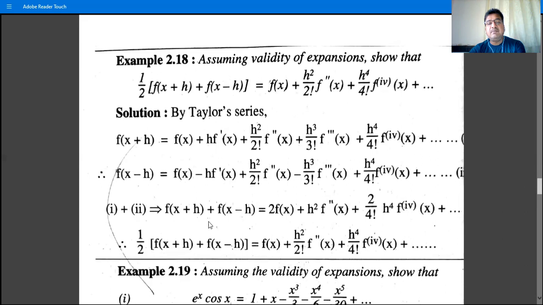We have 1 half of f of x plus h plus f of x minus h is f of x plus h square by 2 factorial. Actually here it is 2 times h square by 2 factorial. So 2 gets common and shifted to LHS. So f of x plus h square by 2 factorial f double dash x plus h raised to 4 by 4 factorial f raised to 4 of x and so on. We have this.